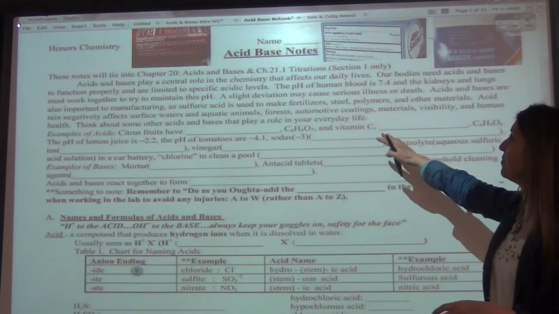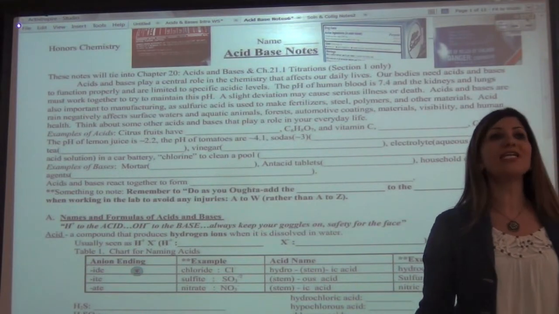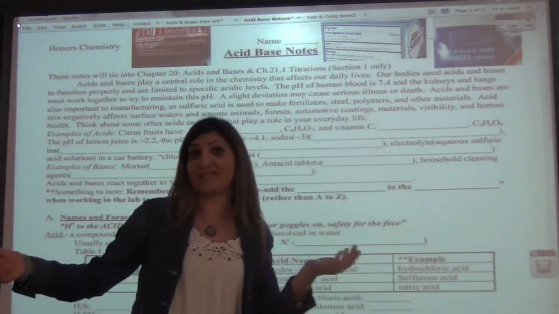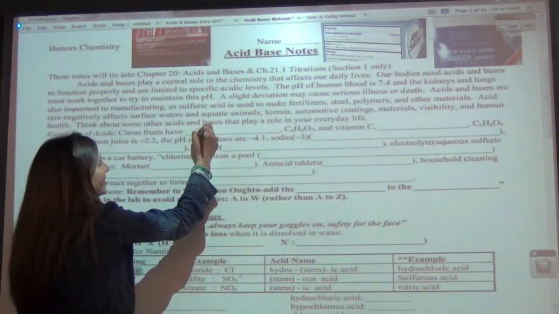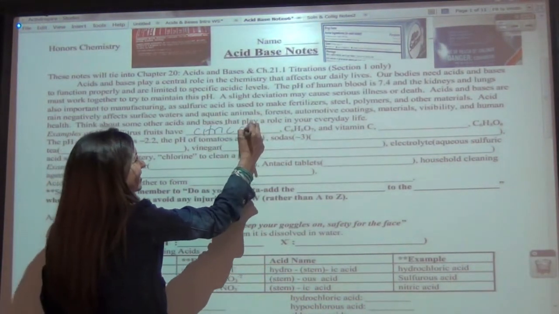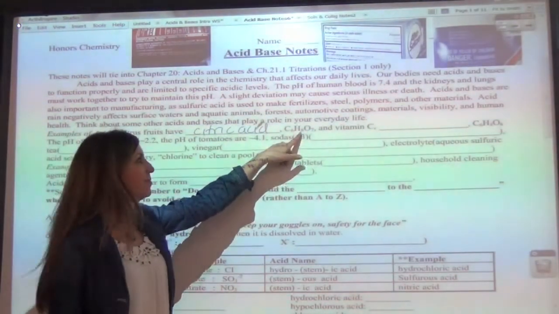Think about other acids and bases that play a role in your everyday life. Like citrus fruits. Anybody know what kind of acid? Well, we call it something that sounds like citrus. We call it citric acid. Perfect. They have citric acid. And so there's the formula for citric acid right there.